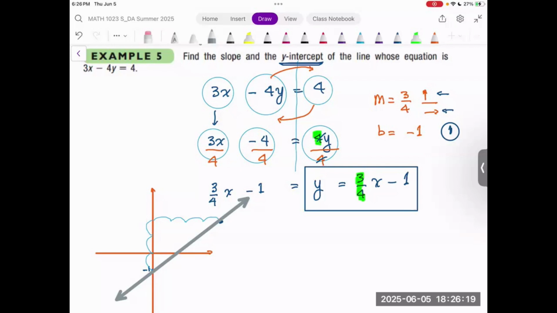By the way, I could have solved this one using the other method as well, the ax plus by, but the problem here is it will give me fractions. You notice the 4 is not a multiple of 3 and 4. So it wouldn't be as precise as this. This is the best way to graph.